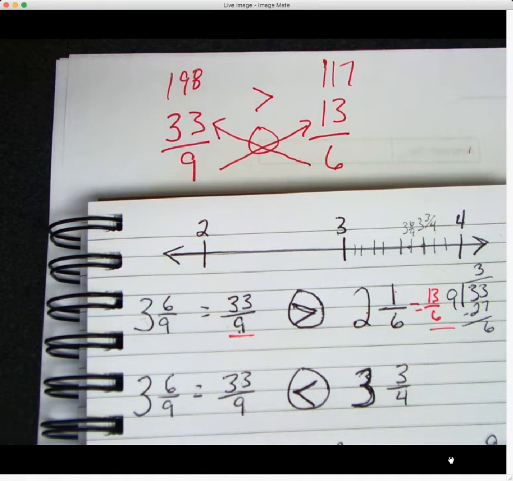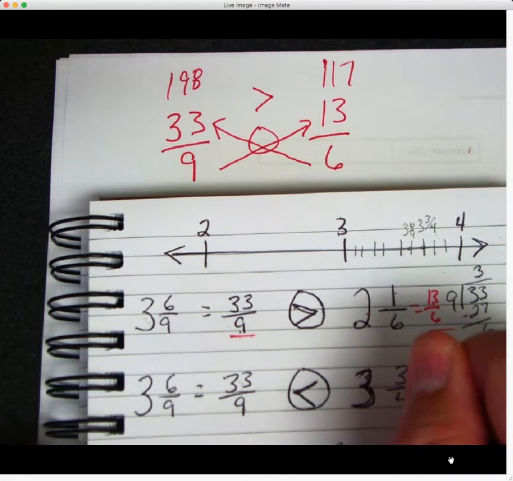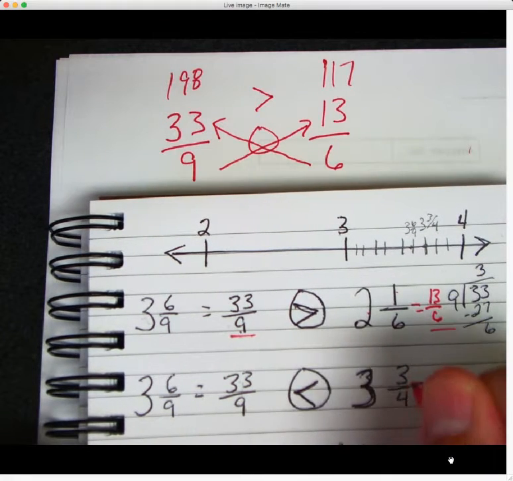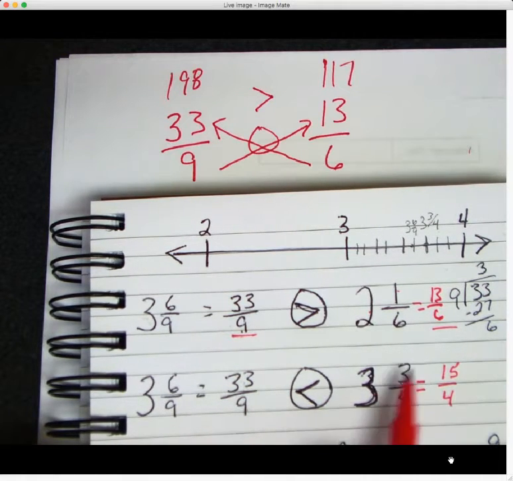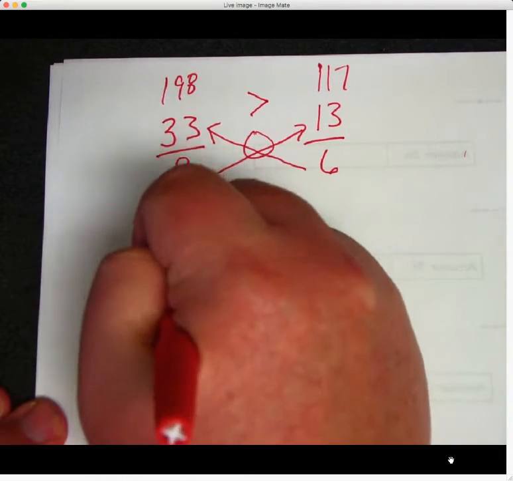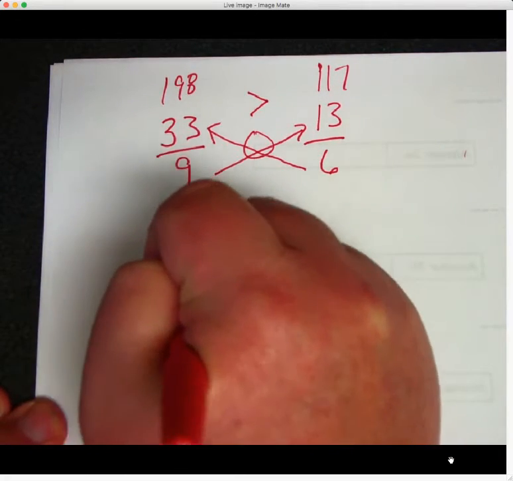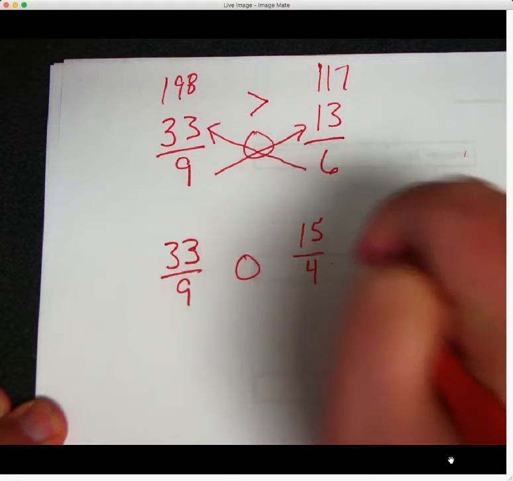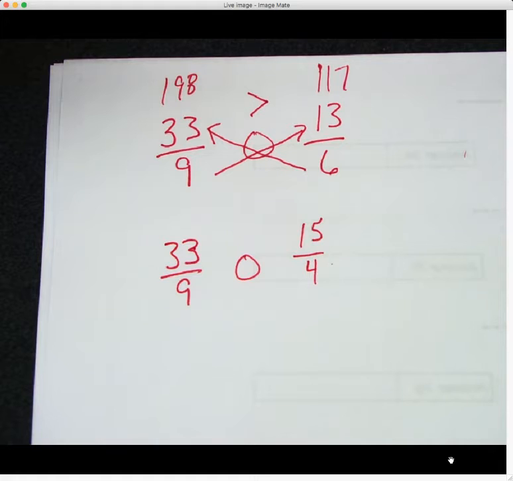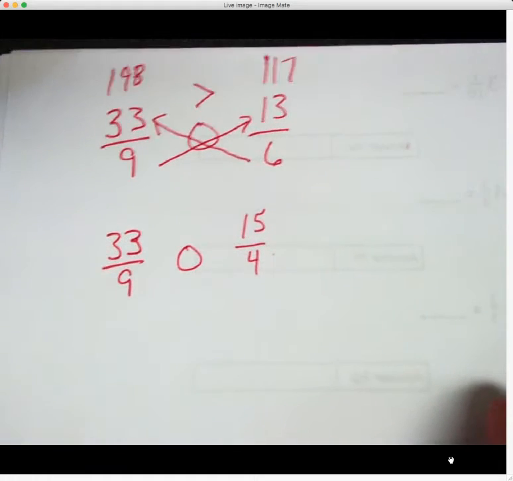Okay? Now let's take a look at this problem. We've got 33/9. Let's figure out what 3 3/4 would equal. 4 times 3 is 12, plus 3 would be 15/4. So let's take 33/9 and 15/4 and compare them the same way. This time I'm going to pretend I don't have a calculator. So what do I do, Mr. Helton, if I don't have a calculator?